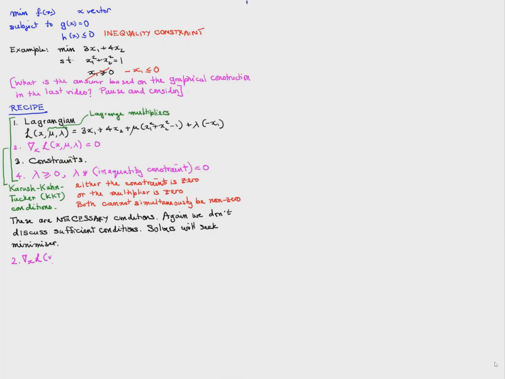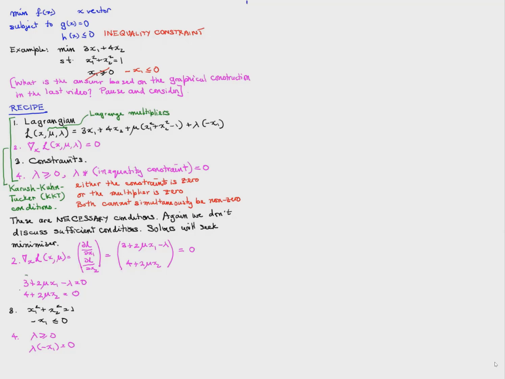So applying these KKT conditions to our example, first we calculate the gradient of the Lagrangian. We get this, and that gives us the two equations: 3 plus 2 mu x1 minus lambda equal to 0, and 4 plus 2 mu x2 equals 0. Then we write the constraints, the equality constraint and the inequality constraint. Then we have these conditions that for the inequality Lagrange multiplier, lambda is greater than or equal to 0, and the product lambda times minus x1 equals 0.